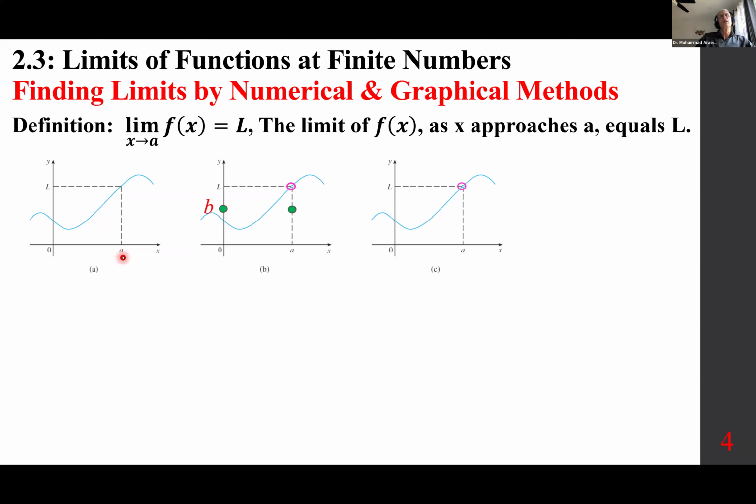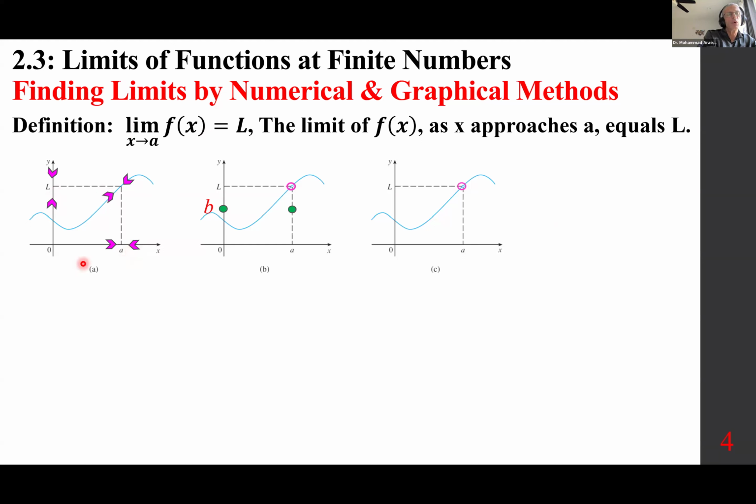X approaching a is along the x-axis in all three cases. And in all three cases, as x approaches a from the left, we are moving along this portion of the graph, from the bottom to the top. From the right side, we're moving this way, coming down along the y-axis. And in all cases, the limit exists. And the limit of f of x as x approaches a is L in each case.